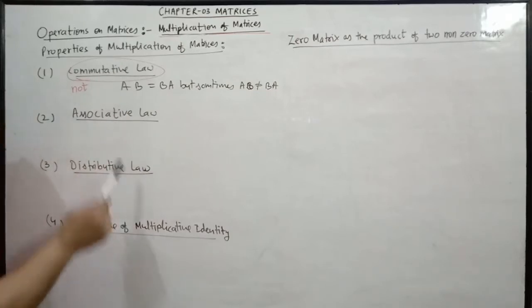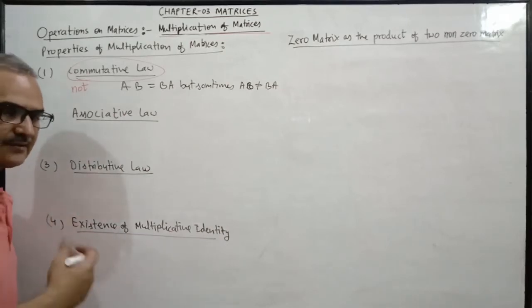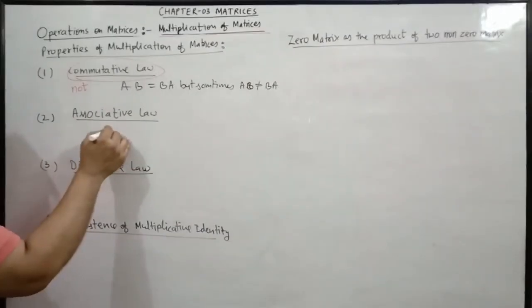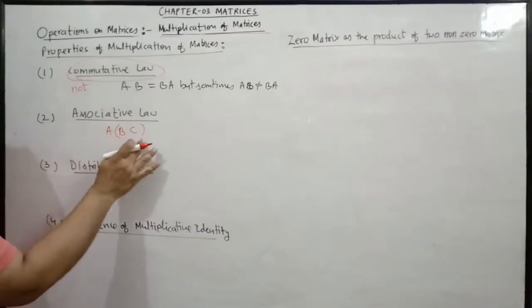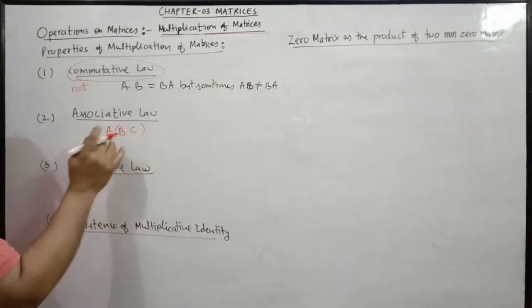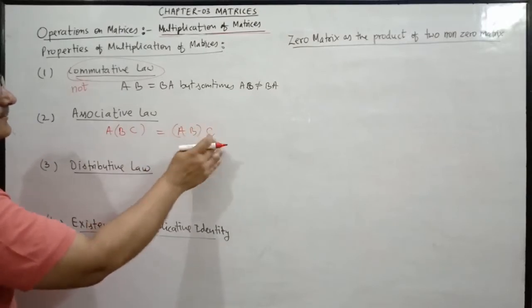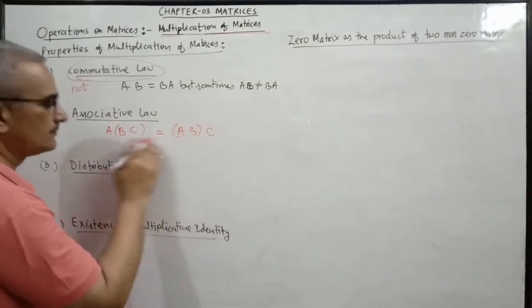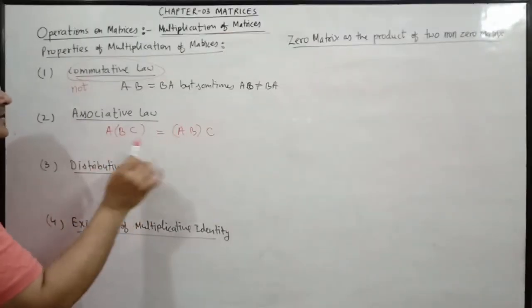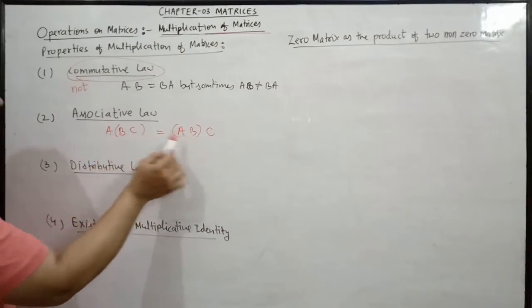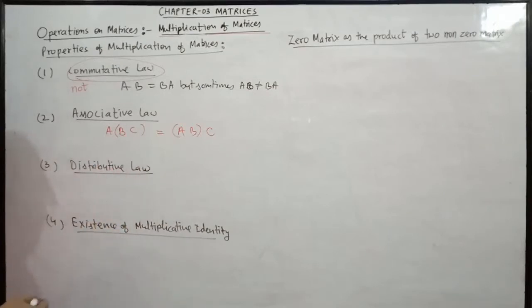Now we have the associative law. Suppose we have three matrices A, B and C such that their multiplication is defined. Then we can multiply BC first and then multiply A with it, or we can multiply AB first and then multiply C, but the multiplication should be defined here. So matrix multiplication obeys the associative law, that is, you can put the bracket anywhere, there is no problem.